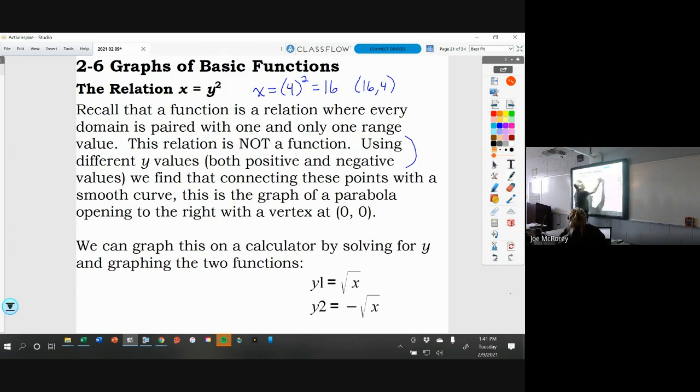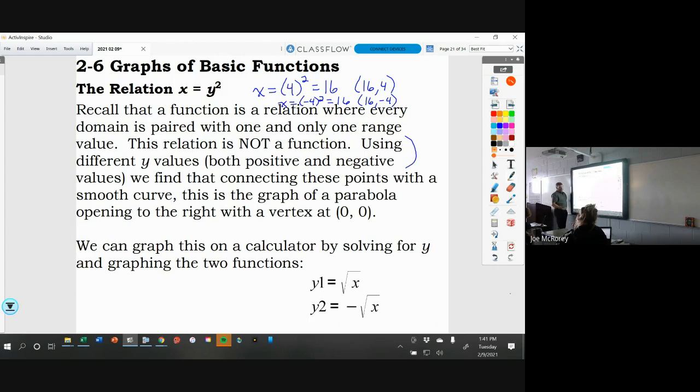But if I chose a different point, let's say that x equals -4 squared, what's that give me? 16. Which is the point 16, -4. Is it a function? It fails the vertical line test. The x value of 16 has two different y values of 4 and -4, right? That's why it's not a function. That's why it's called a relation.